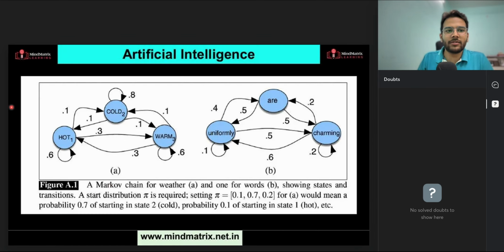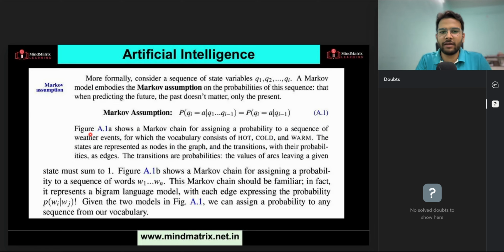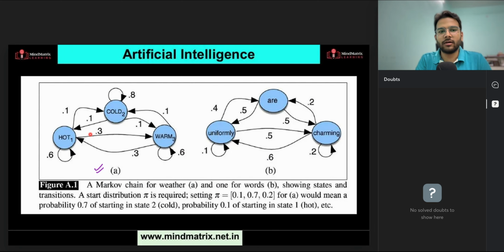Fine. So the same thing is mentioned over here. These are some examples as you can see here. To understand these examples, I will be taking a very basic example, and then we will be seeing more examples. So this is a Markov chain. In Markov chains, there are certain components that we have. One is the set of states. If you see this first diagram, we have three states here: hot, cold, and warm. So these are the three states that we have.